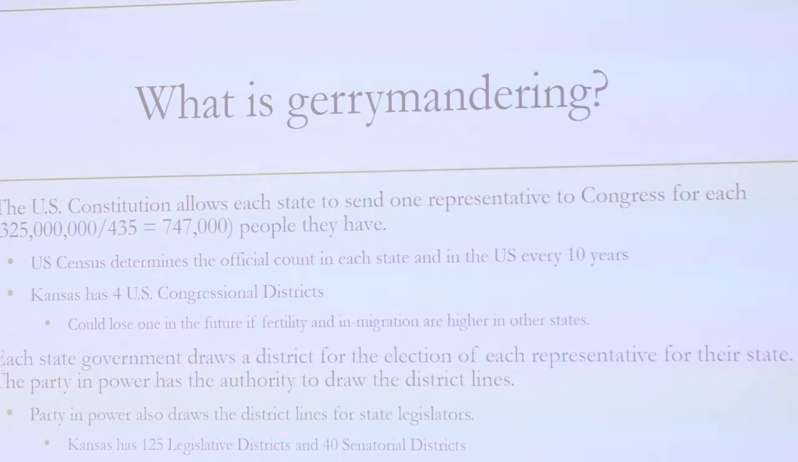The party in power also draws the district lines for state legislators as well. And Kansas has 125 state legislative districts and 40 state senatorial districts. So the party in power is going to draw the lines for where the four federal districts are, as well as the smaller areas that will define the 125 legislative districts and the 40 senatorial districts. And the only criterion, the only rule that they have to follow, is that there has to be an equal number of people within each district. There are no rules as far as how the district has to be shaped.